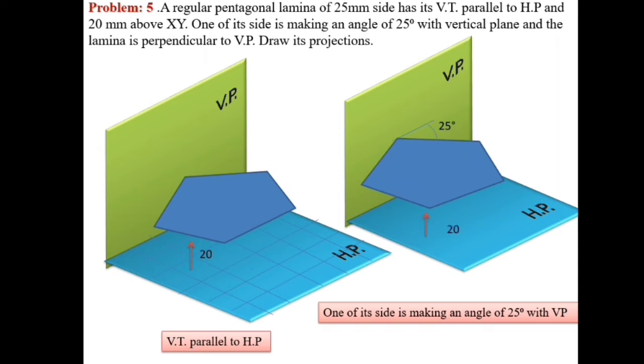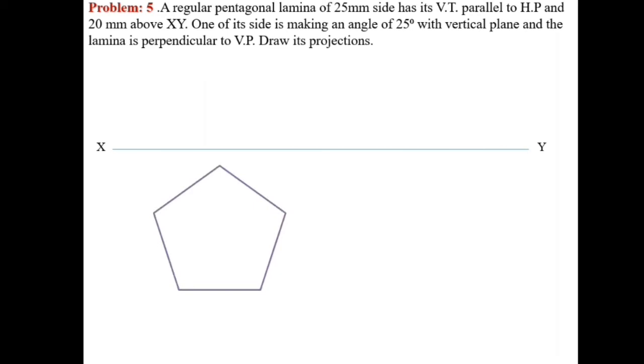So it is 20 mm above the HB plane. So now we are going to draw this figure, and first we will draw the XY reference line, and the initial position first we have to draw it, and here it is parallel to HB. So when you are watching from the top view, the pentagonal lamina image will appear on the HB plane. So that will be drawn as a pentagon, and here we will locate the points.